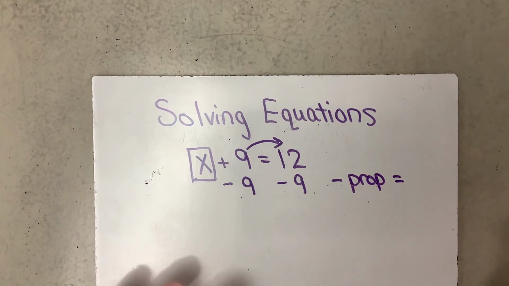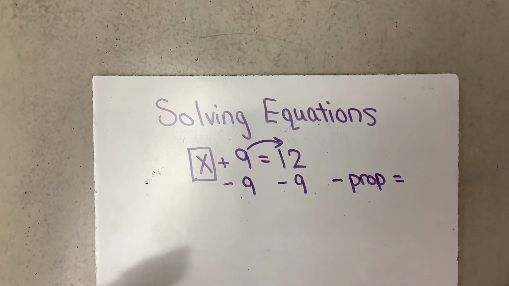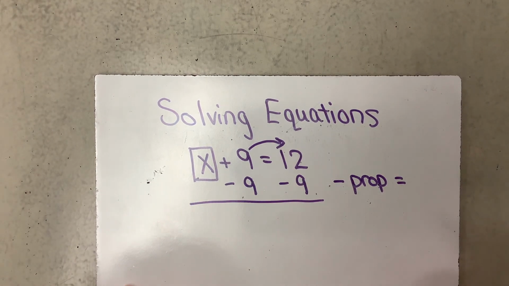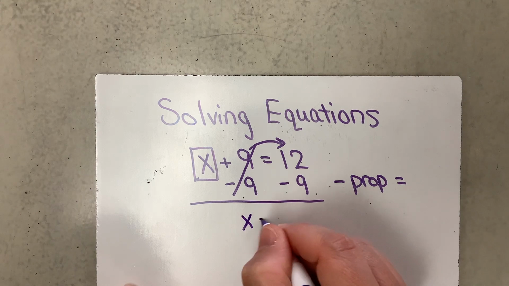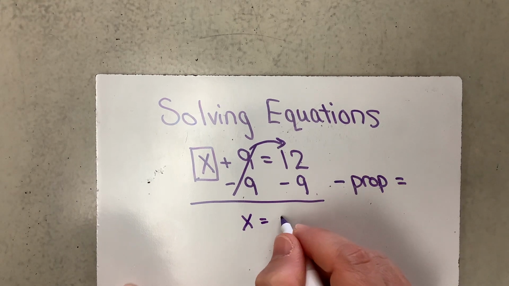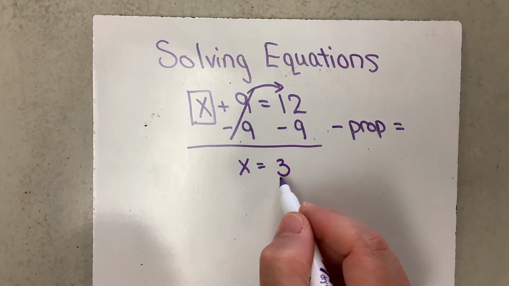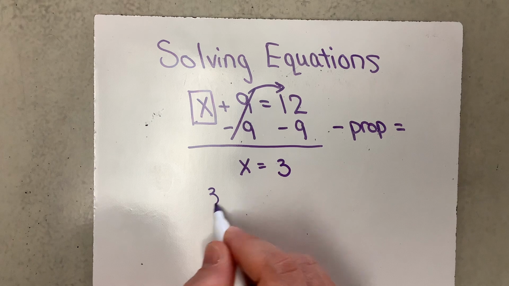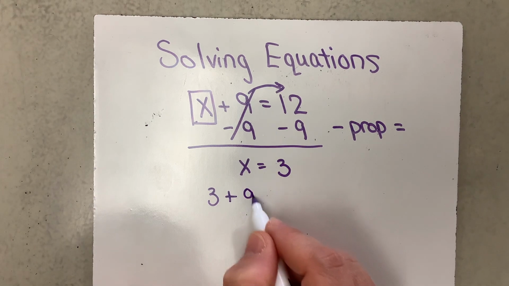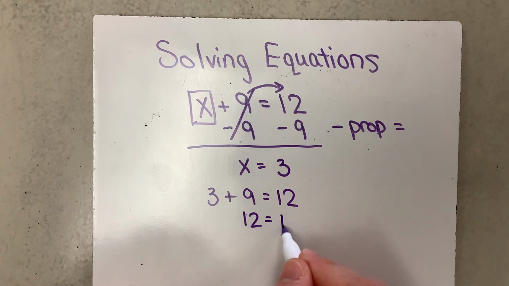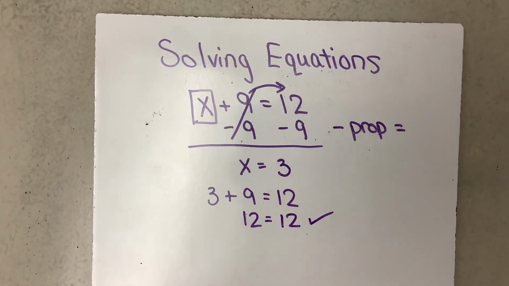of equality, just meaning that we're keeping it balanced. We're keeping it equal on both sides. What I do to one side, I have to do to the other. Now, these 9s cancel out, which is what we're looking for, leaving us with x equals 12 minus 9, which is 3. Okay. Now, we could check this because now the 3 goes in place of the x, so 3 plus 9 equals 12. Well, I know 3 plus 9 is 12, so that is correct.